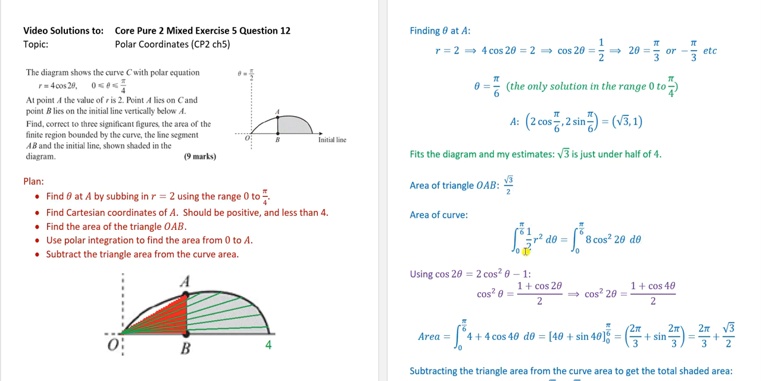Now, the polar curve integral, you've got to be careful with this because we're adding up a bunch of tiny sectors. We're using the radians formula half r squared theta.